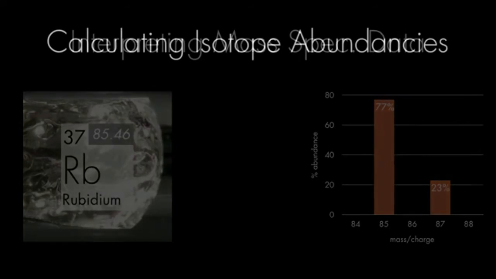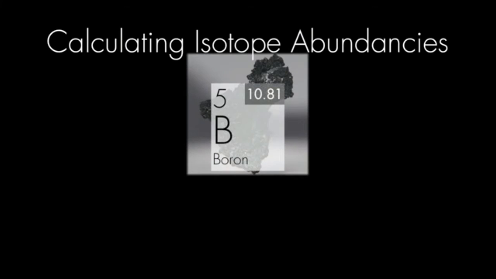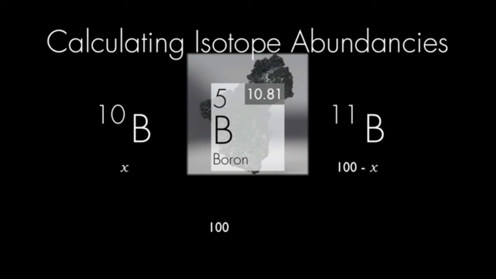Let's try the reverse. Let's calculate the relative abundances of boron-10 and boron-11 isotopes. First, let's imagine we had 100 of these boron atoms. Let's call the number of boron-10 atoms X. Then, the number of boron-11 atoms has to be 100 minus X.